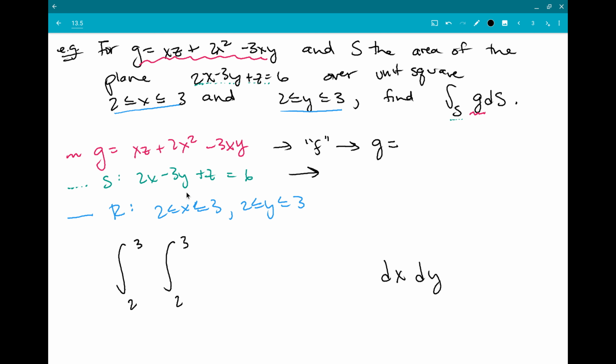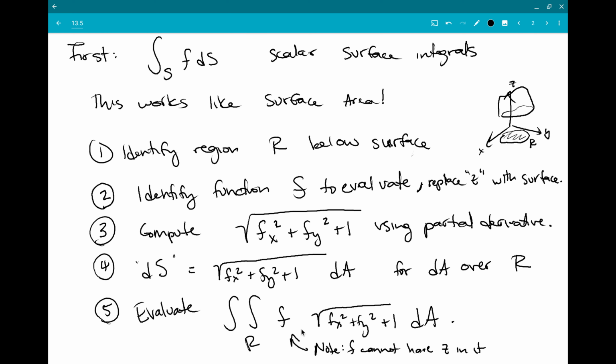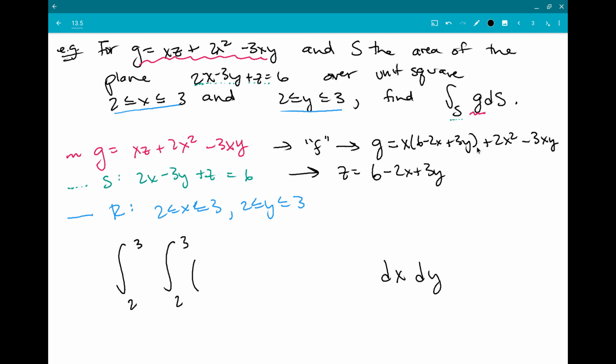So my surface was 2x minus 3y plus z equals 6. So I'll go ahead and say, okay, z is equal to 6 minus 2x plus 3y. So g, when I replace all my occurrences of z with this thing, becomes x times 6 minus 2x plus 3y plus 2x squared minus 3xy. And so that thing could go right here. I know that in my formula, f is right there in the integrand at the end. So x times 6 minus 2x plus 3y plus 2x squared minus 3xy.